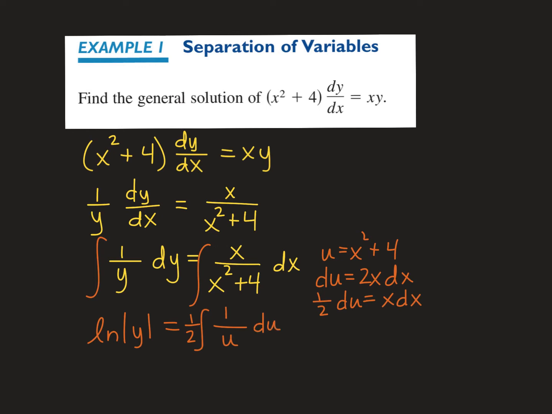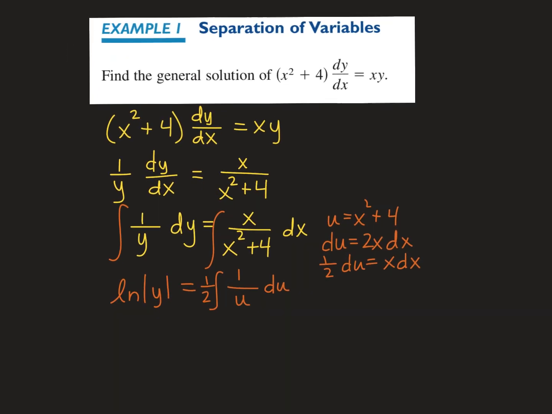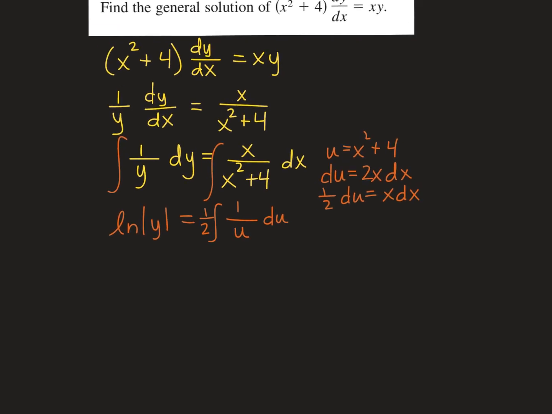Now from here, we can just integrate. Once again, we have a natural log. So we will have the natural log of the absolute value of y is 1/2 the natural log of the absolute value of u. I'm just going to go ahead and back substitute. u is x squared plus 4. x squared plus 4 is always positive, so no absolute value sign necessary. And of course, plus c, I'm going to call it c sub 1.